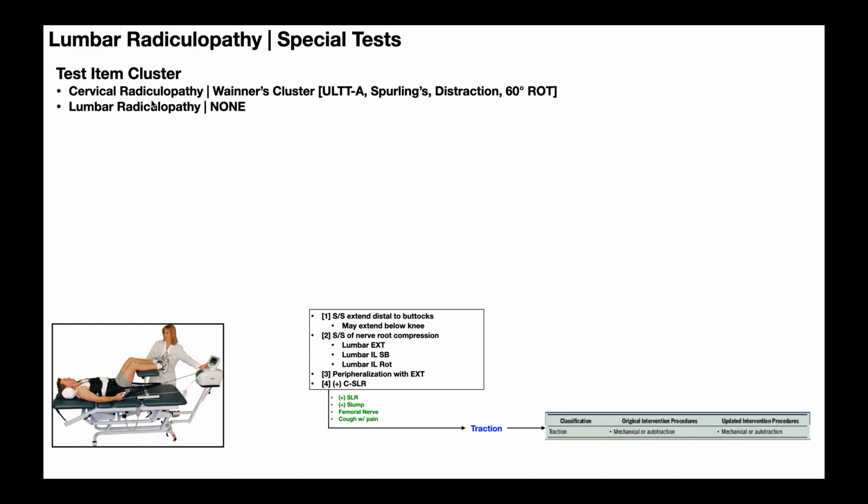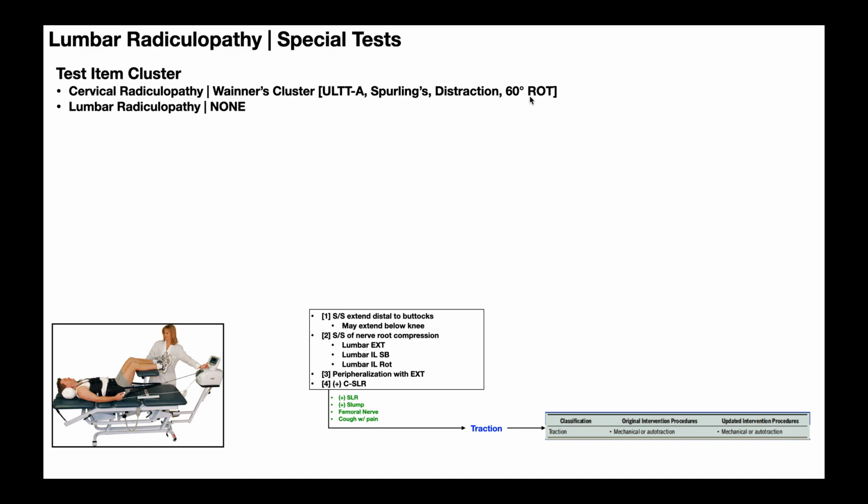So for the cervical radiculopathy, we do have a test item cluster, and that's Wainner's cluster. That's its special name, and it has 4 items in it. 3 of them are going to be provocative tests, and then the one easing test is the distraction test. So the 3 provocative tests, the first one being the most important, upper limb tension test A, which is the median nerve bias, and then Spurling's test.